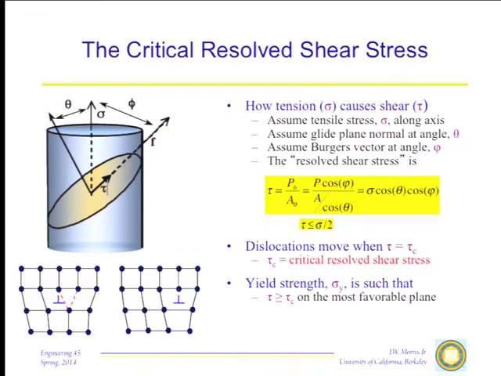Cosine of phi. Now, the direction of the force in the plane at angle phi will be p times the cosine of phi, as I've shown here in the diagram. The area of the plane will be larger than the cross-sectional area of the bar. And in fact, the area of the plane can be easily shown to be A over cosine theta, where theta is the angle between the normal to the plane and the axis of the bar.